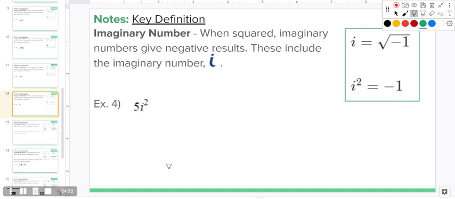Let's try this again on example 4. We have 5i squared. Basically, if you get an i squared, it flips the sign of that number when we use up that i squared. Let's step it out real quick. We get 5 times negative 1, so we'll just get negative 5.